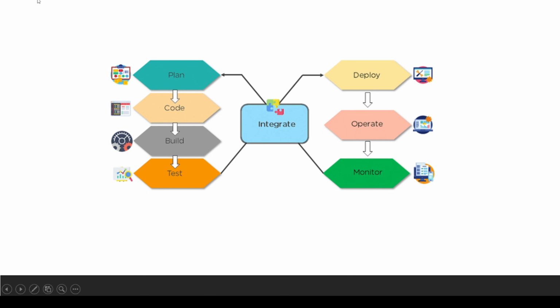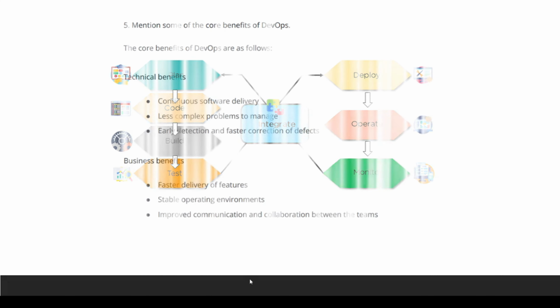So this is the diagram to represent and explain the fourth question. You need to plan and code, build, and then test. According to the plan, you can create the code, and you need to integrate all the codes, and then after the verification of the testing only, you can deploy the software. Then you need to operate and monitor. That is the phases of DevOps.